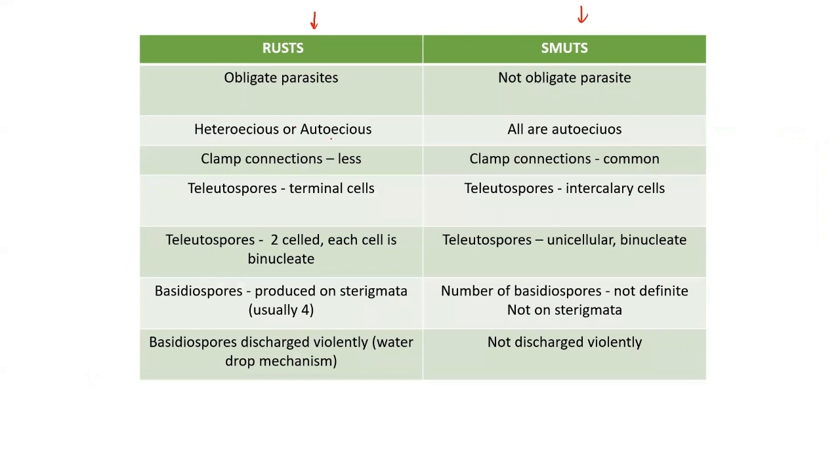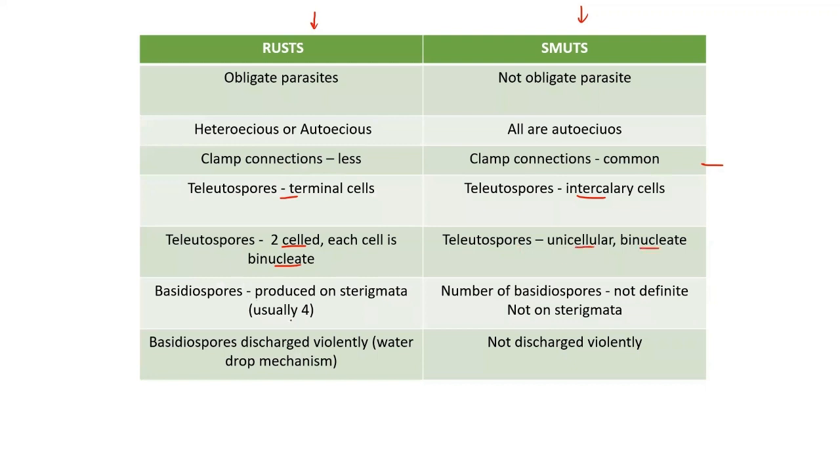Rusts can be heteroecious or autoecious, but smuts are always autoecious. Clamp connections are less common in rusts, whereas in smuts they are very common. Teleutospores are terminal in rusts, whereas in smuts they are intercalary. Teleutospores can be two-celled, and each cell has two nuclei, whereas teleutospores of smuts are unicellular and binucleate.